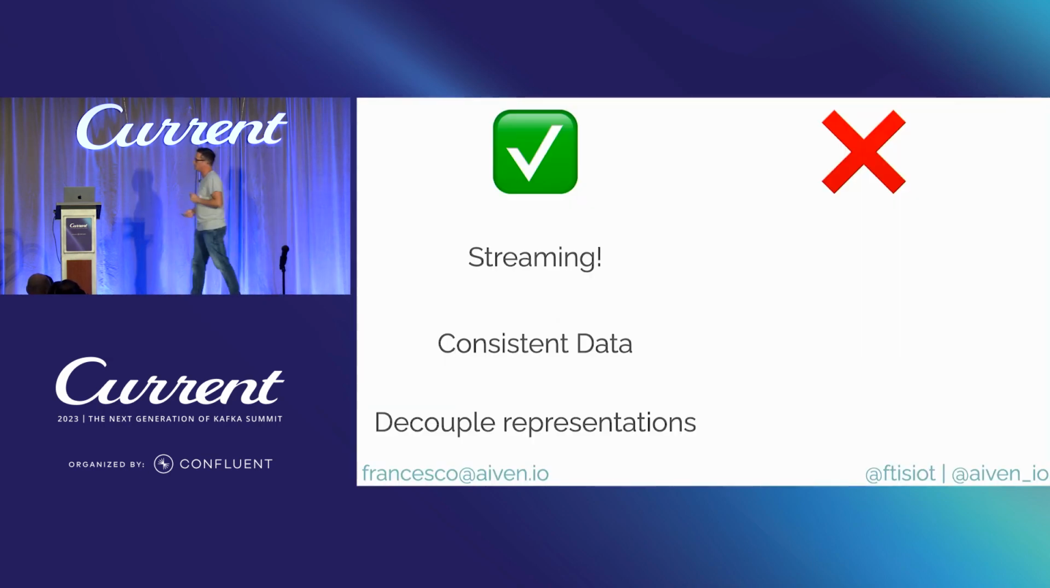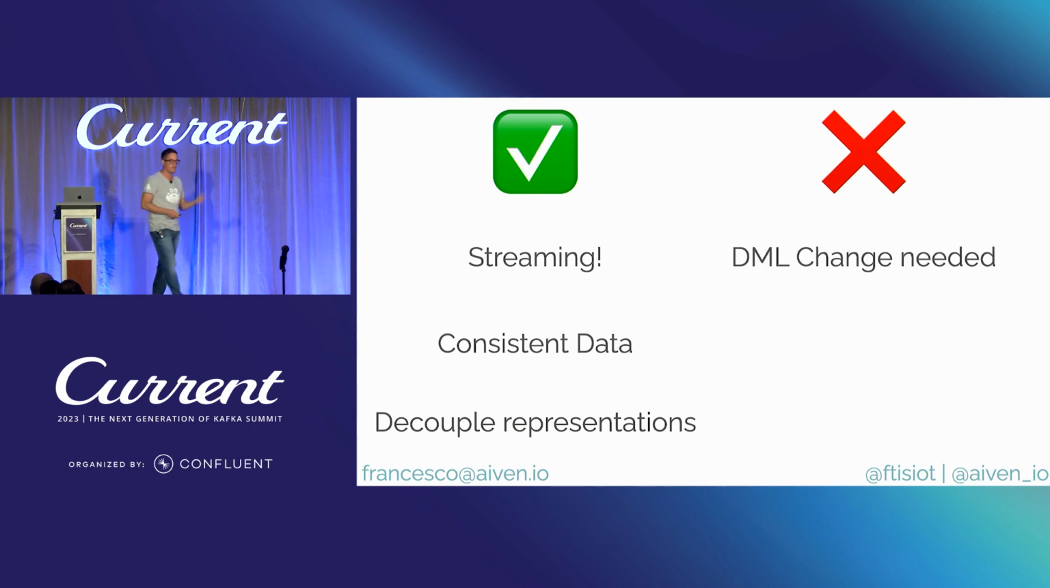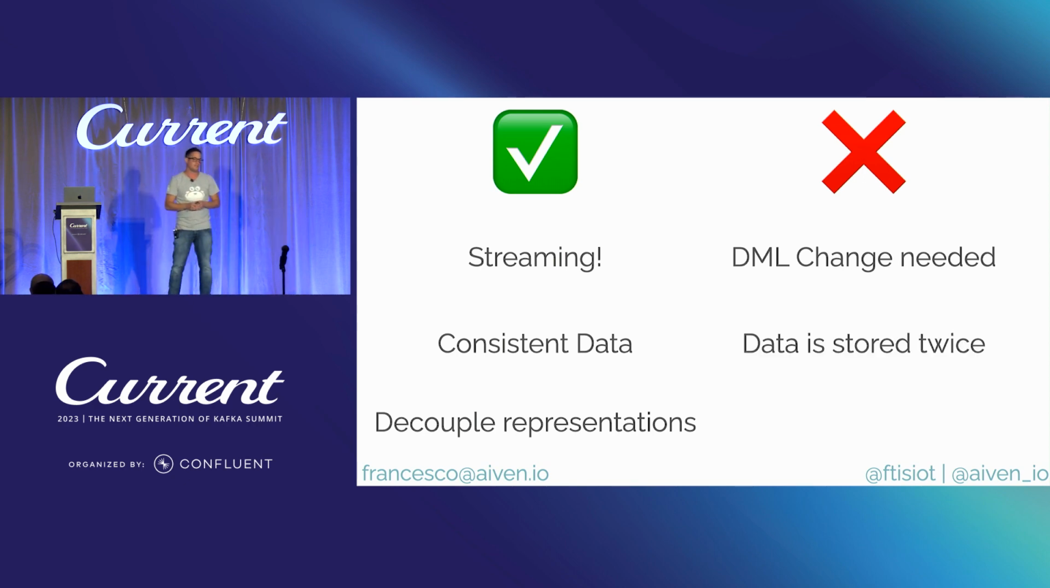But the outbox table is not perfect, in my opinion, because we need to change all the DMLs. All the inserts, updates, deletes need to be changed in order to update both the outbox table and the original table. Even more, with the outbox table, we are storing the data twice in the database, which could be a heavy requirement for some databases and some applications. Can we at least not do the second? Can we avoid storing the data twice?